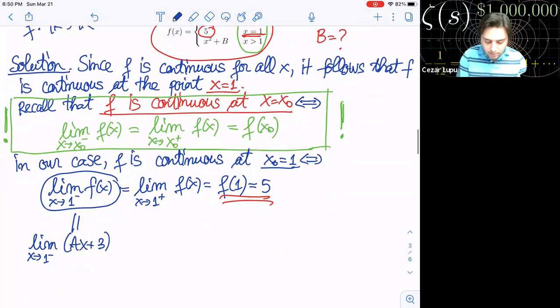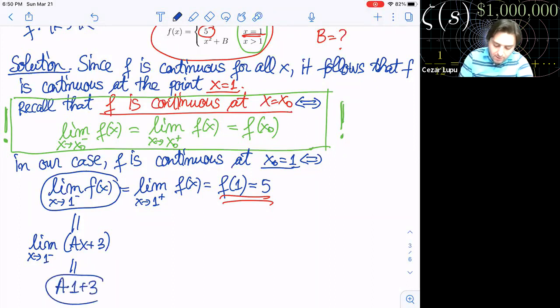And this limit will be equal to, can you tell me? Let's go further. The limit as x approaches 1 from the left of ax plus 3 will be what? It is equal to what? Say it, come on. It's a times 1 plus 3. So a times 1 plus 3. All right, great. So I got this here. All right, let's move on to this one here.